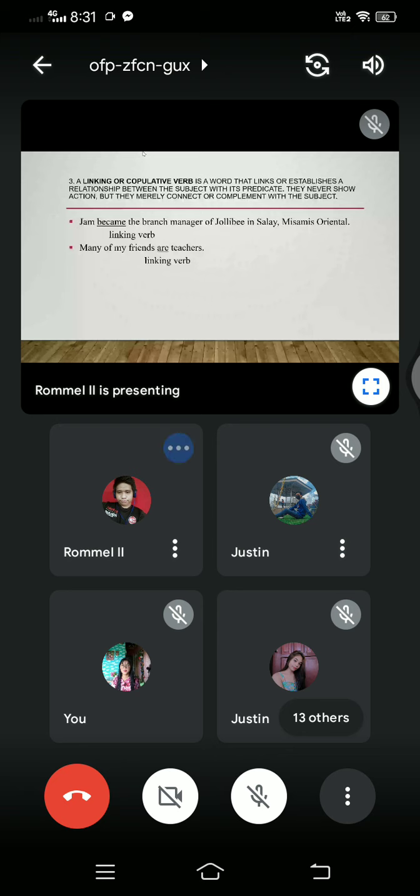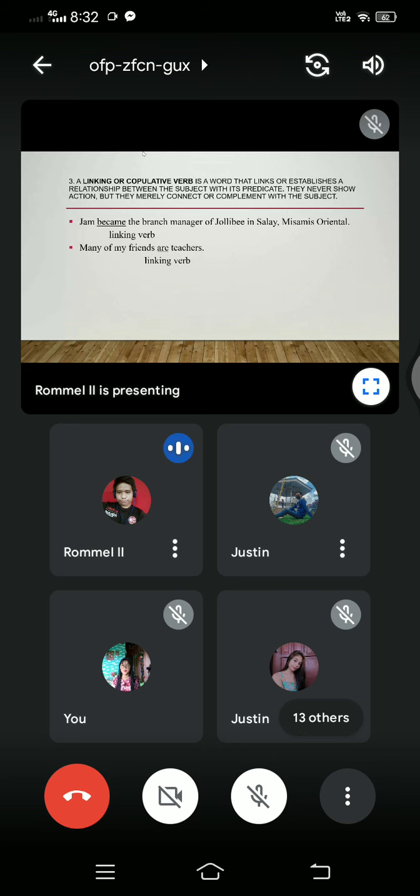A linking verb or copulative verb is a word that links or establishes a relationship between the subject and its predicate. They never show action, but they merely connect or complement the subject. An example of this is: John became the branch manager of a Jollibee in Salain, Misamis Rizal. The linking verb is became, for it connects John and the branch manager of Jollibee in Salain, Misamis Rizal. And the second example is: many of my friends are teachers. The are stands as a linking verb for it connects many of my friends and the word teachers.